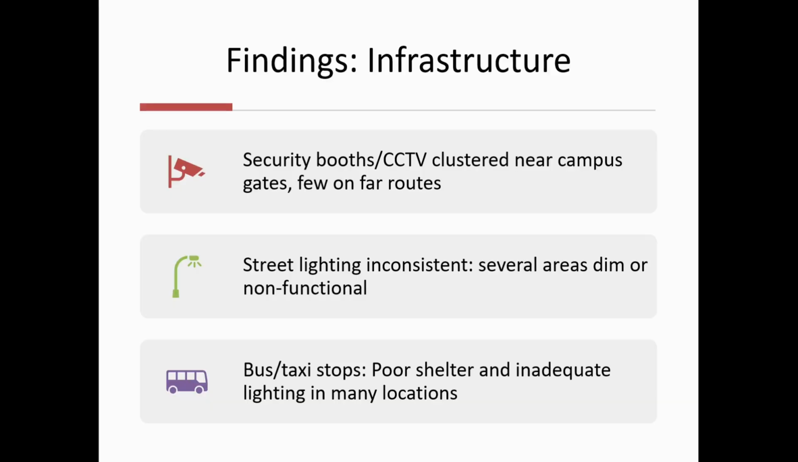Once again, our findings show that security booths or CCTV are clustered near campus gates, and as you move away from the campus, there are fewer or less security booths or CCTV available. Street lights show some inconsistency, with several areas dim or street lights not working at all. Bus stops show poor shelters and inadequate lighting in many areas within our study area.